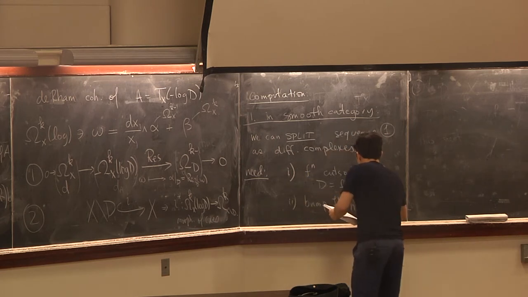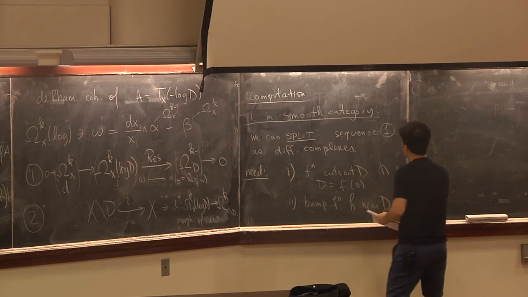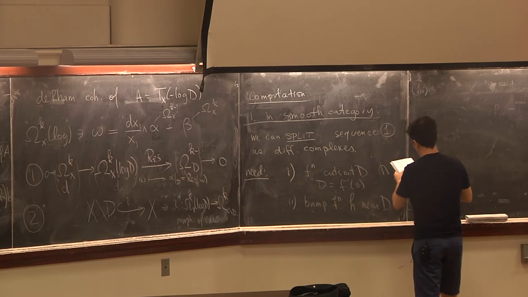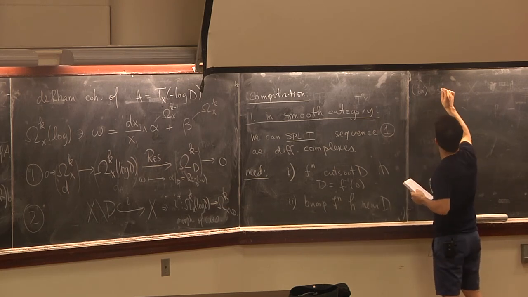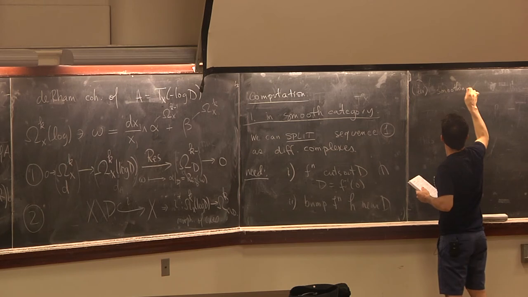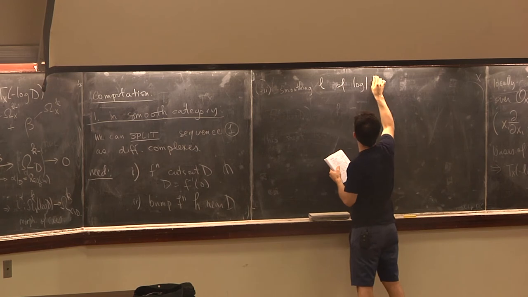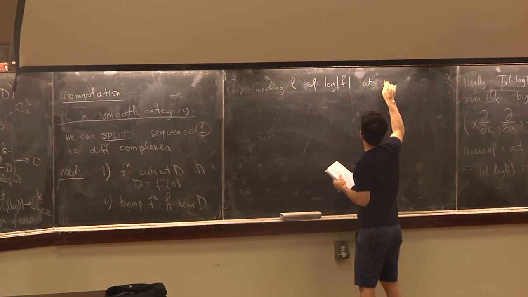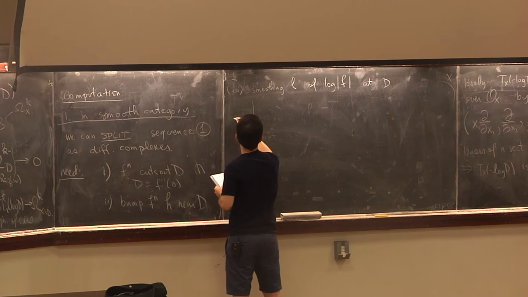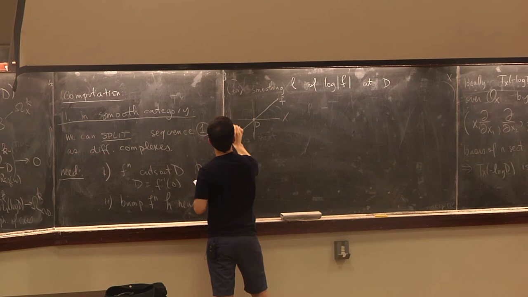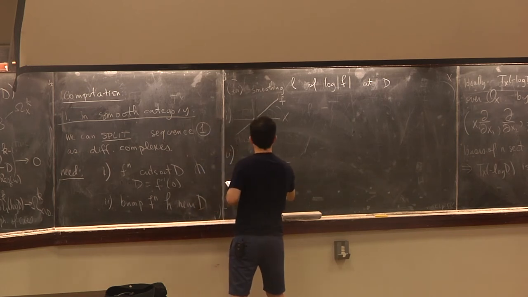a bump function h near d. Okay. And the third thing I'm going to need is a smoothing L of the log of f at d. So let me draw pictures of these three things. So if this is x and this is d, the first thing I need is f, which cuts out d. That's number one. Number two is that I need a bump function near d.